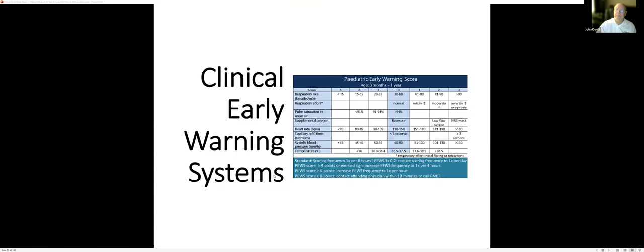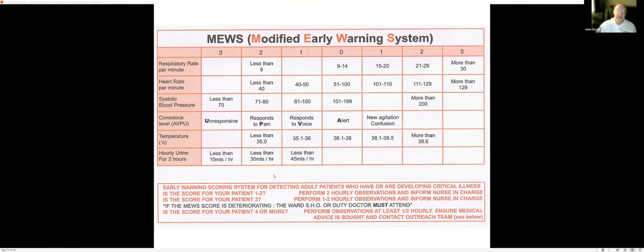So, for example, here, if the score is 1 to 2, you perform 2 hourly observations, inform the nurse in charge. If this patient has a score of 3, 1 to 2 hourly observations, inform the nurse in charge. If the patient is 4 or more, you must do half hourly observations, ensure medical advice is sought, and contact the outreach team who will come and visit the patient.